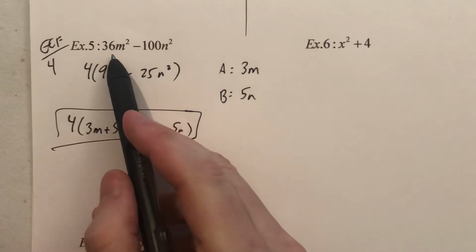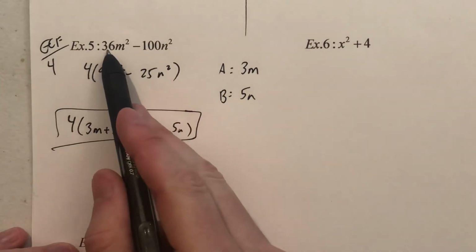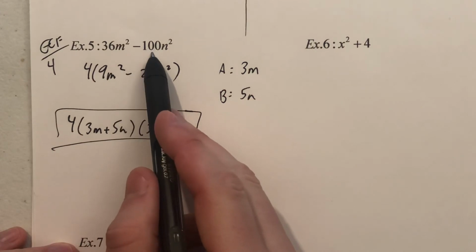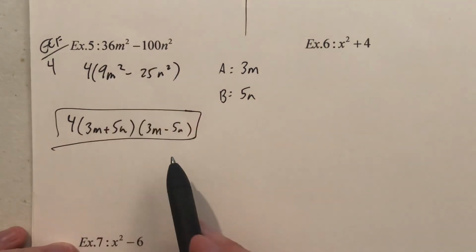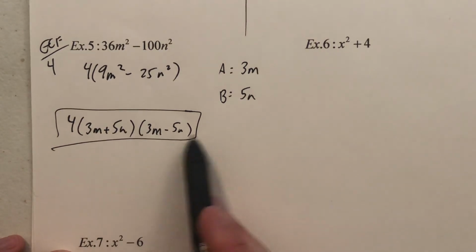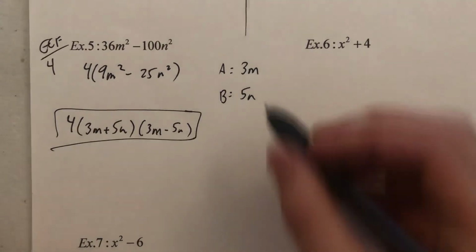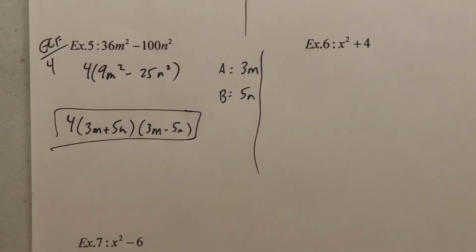Notice, if you would have tried to break this down immediately with a and b, you would have had a 6m and a 10n, as in things that square to get 36 and 100. But 6m plus 10n and 6m minus 10n would not be a fully factored form. So that's why it's much safer and better always to look for the GCF first.